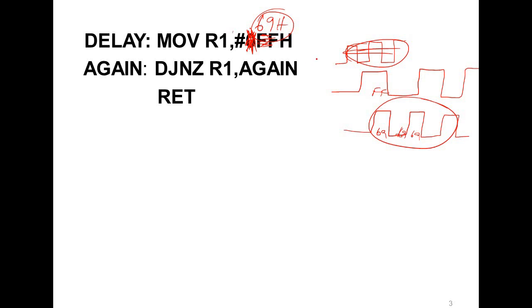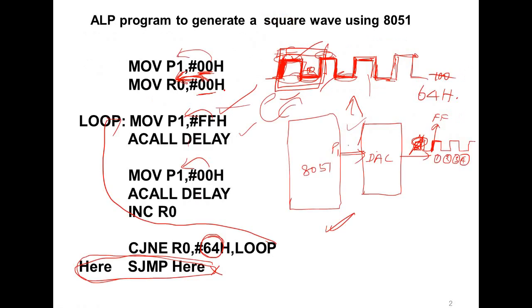This is very simple. Whenever we use a call instruction, obviously in the subroutine we must write return, so that the address stored in the stack will be retrieved and it will go back to the next instruction. So this is how the square waveform works. Okay, thank you. Hope you have understood.